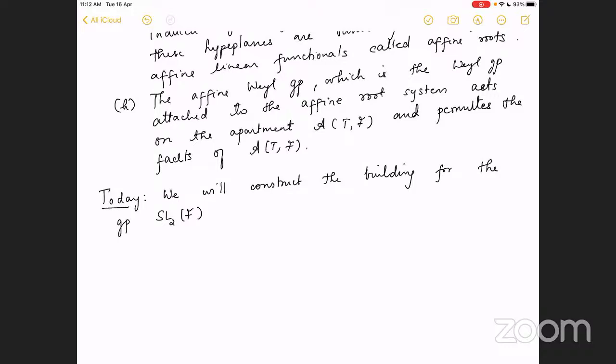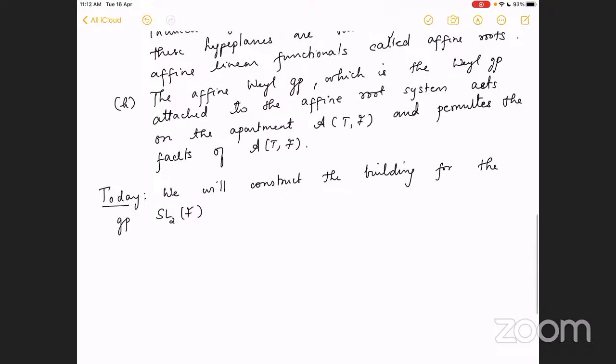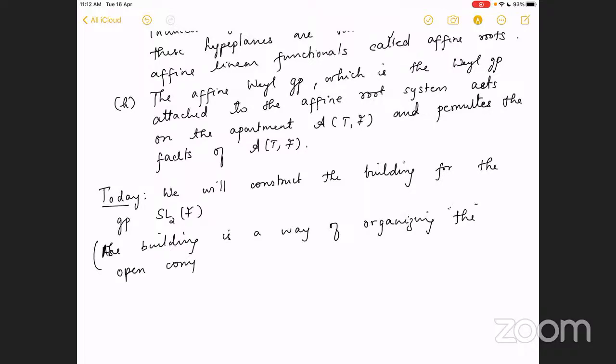and as you will see, at least that's the motivation, the building is a way of organizing the open compact subgroups of G of F. This is how the general construction is also done.